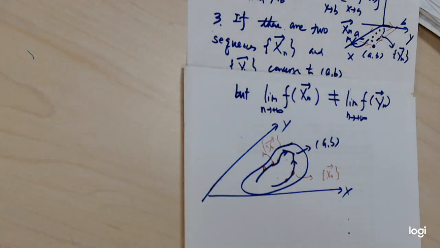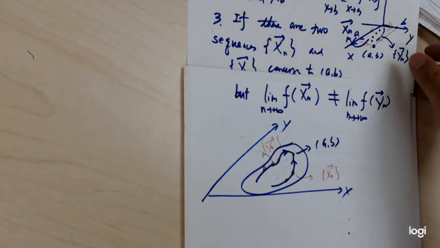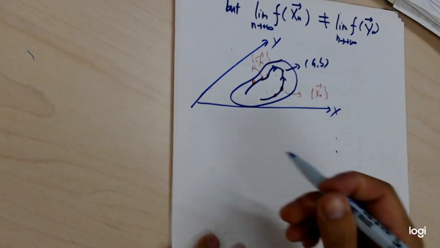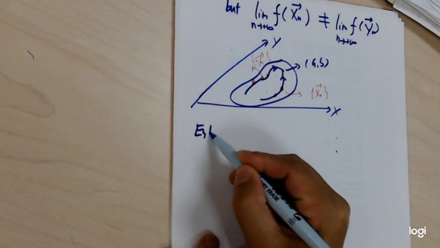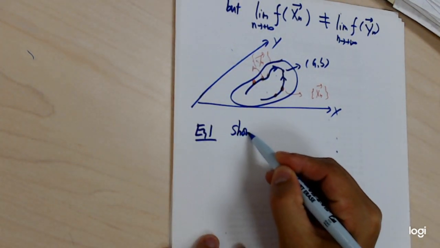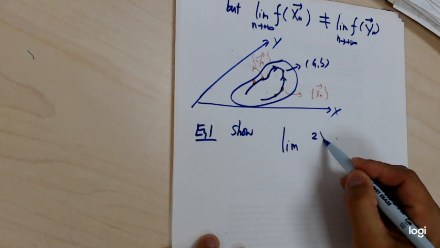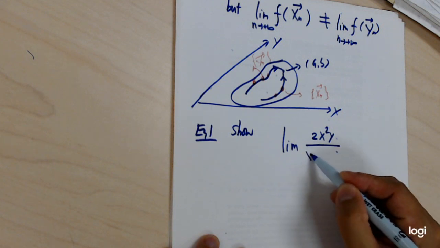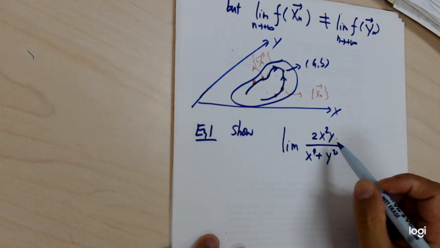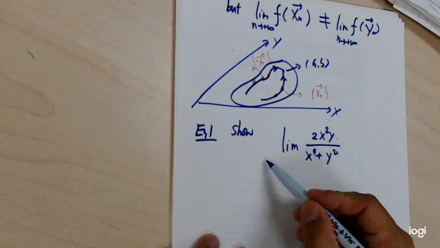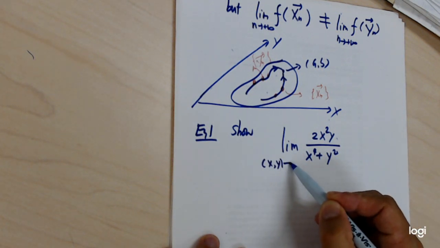I will show you an important example, and I'll use this to wrap up the first half of this section. So this is a rather important example. Let's look at this: x squared y over x to the fourth plus y squared. We're trying to figure out what happens when (x, y) approaches the origin.